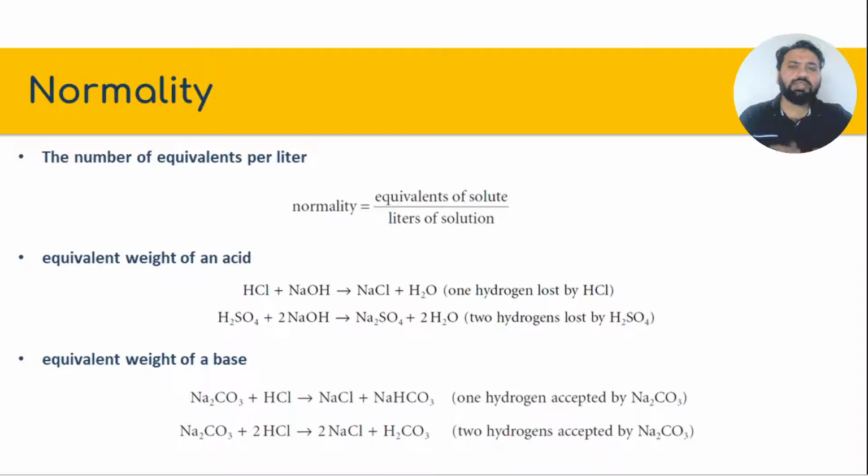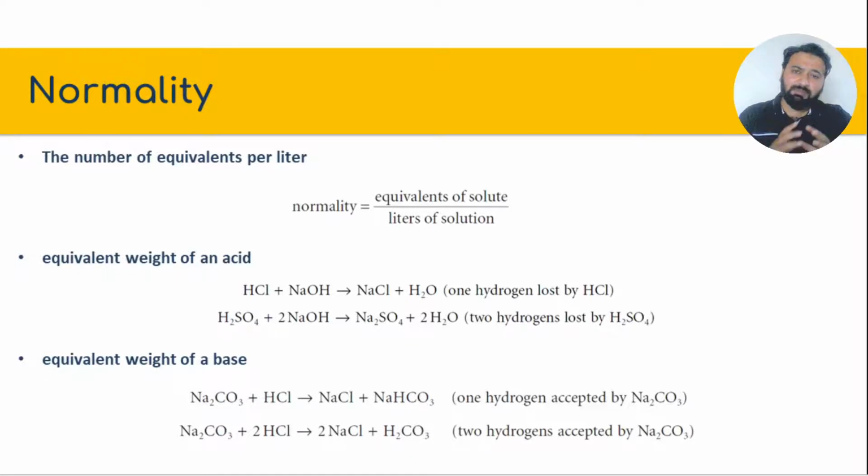If there are 2 equivalents dissolved per liter, we say that a solution would be referred to as 2 normal or 2N. When it is 1 equivalent, it is 1N. When it is 3 equivalents, it is 3N. So the equivalent can be the same as the number of moles, but it can be different than the number of moles.